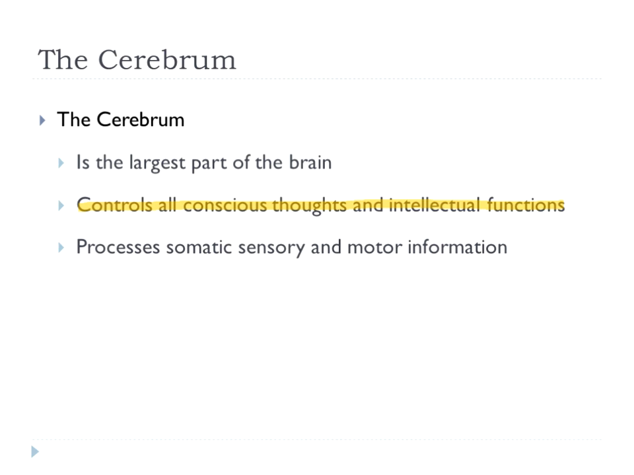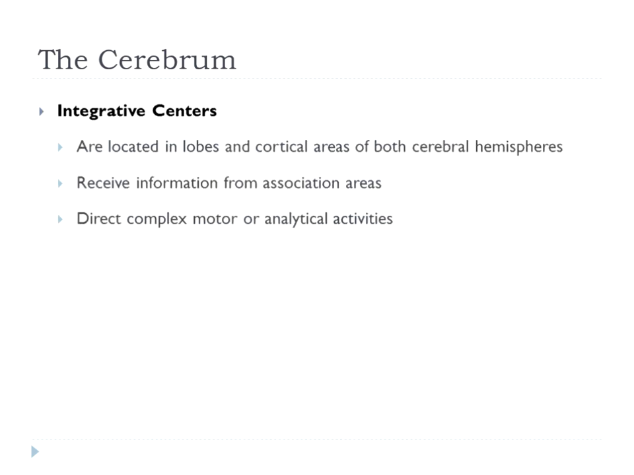The cerebrum, the largest part of the brain, controls conscious thought and intellectual functions, and it processes somatic, sensory, and motor information. So information that comes in gets processed by the cerebrum. Let's say you touch something slimy, and in your mind it's Halloween, so you're thinking, ew, this might be brain guts or something. So you would draw your hand away. That's part of that processing of information.